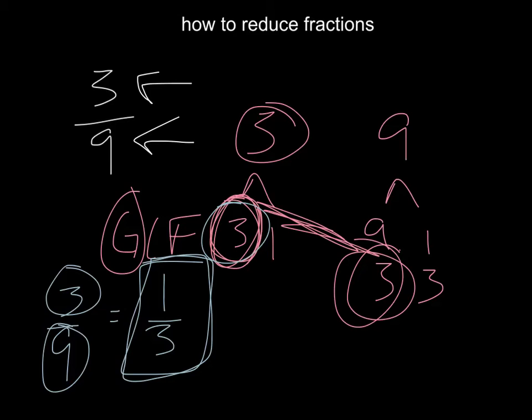Now, can anything else go into 1 and 3? No, because 1 is the only thing that can go into 1, and we know it can go into the other one, but it's not going to reduce anything, because I divide the top by 1, the bottom by 1, I get the same thing.